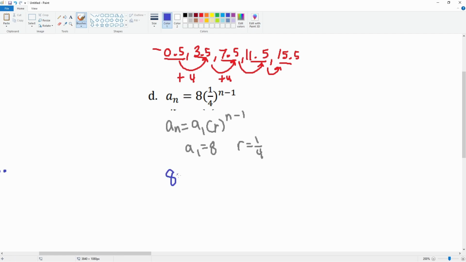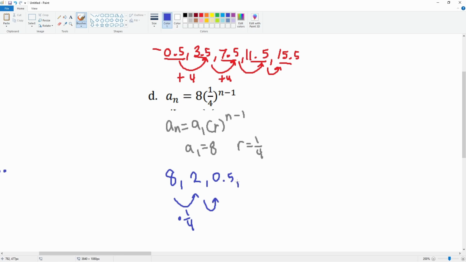So here's 8, our first term. To get to the next term, we multiply by 1/4. Use a calculator, okay? 8 times 1/4 becomes 2. Again, times 1/4. This now gets you a half. I'm just going to put it in its decimal form, okay? This becomes 2. Then again, it becomes 0.5.